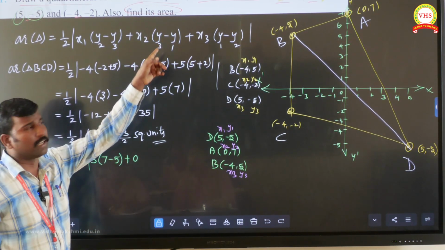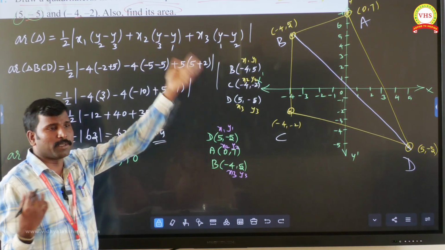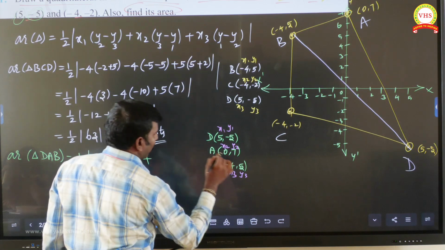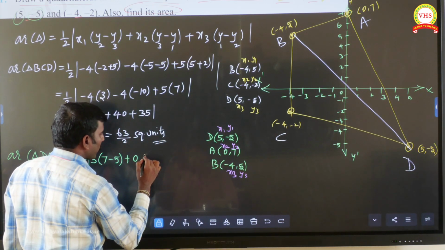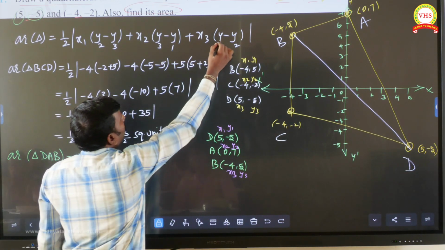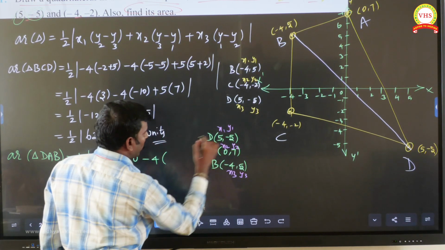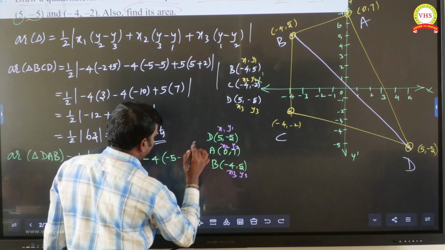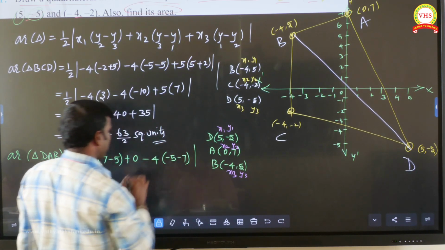The second term we can leave it, because 0 into the whole thing will be 0. No need to go, don't waste your time. Next, x3 value, here we have minus 4. Then minus 4 into y1 minus y2. y1 value 5, this is the formula, minus y2 value 7. Okay, closed bracket. Right, modulus now.